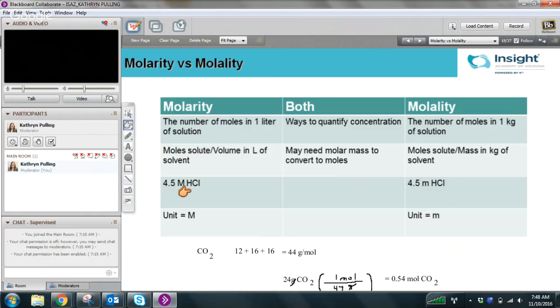So the key is with both of these, you need to include the unit, but also what it is. It's like, 4.5 molar what? What are we dissolving?